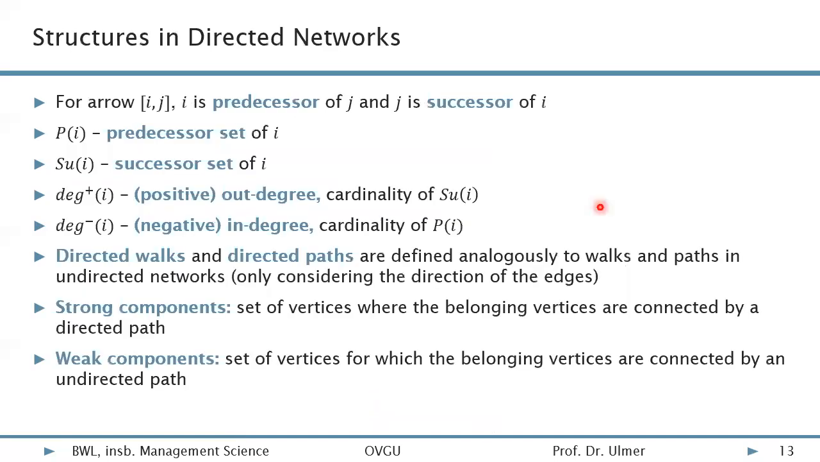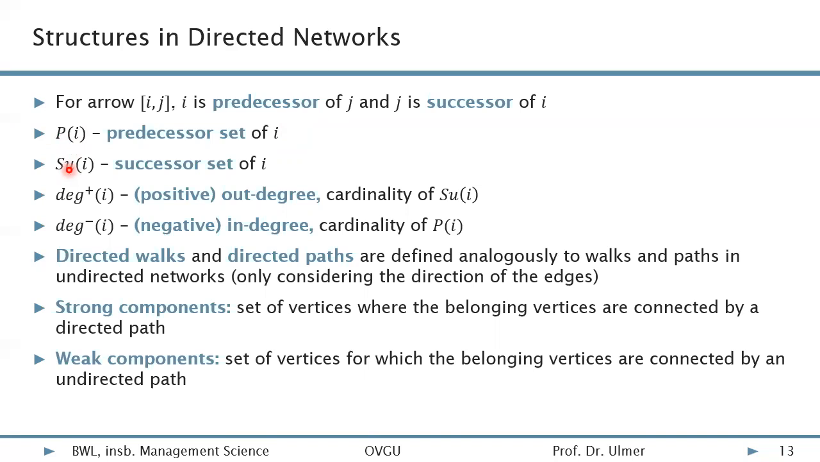Okay, if we have a directed network, we can define some additional things like the predecessors and successors. If we have such an arc or arrow, the predecessor is where we come from, the successor is where we go to. And for each vertex in our network, we can define a set of predecessors. How can we get to this vertex? And a set of successors. Where can we get from this vertex? They are often called P of i and S of i.